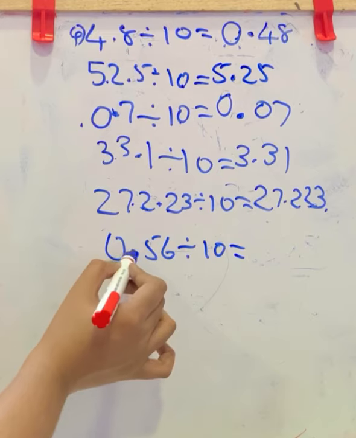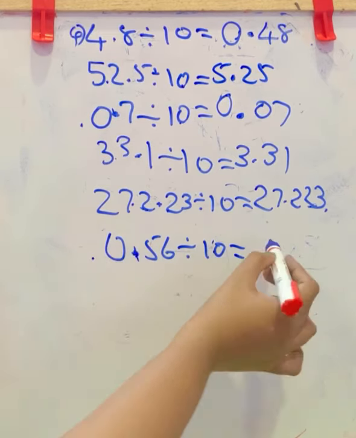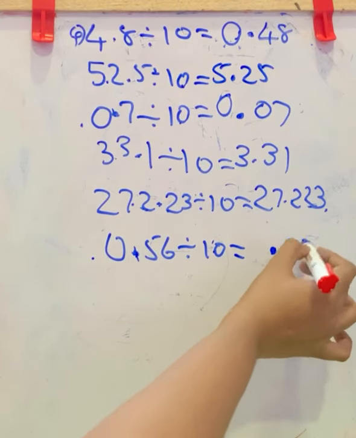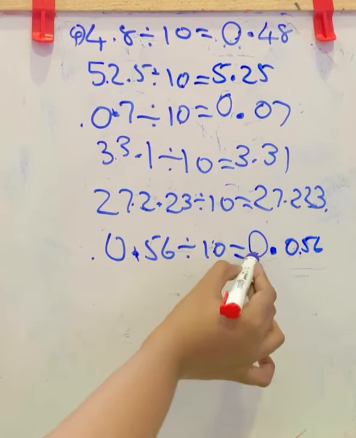Here decimal is between 0 and 5. In 10 we have 1 0. So moving 1 place to left side, decimal reaches here 0.056. That is from here it reaches here. So put a 0 here in the whole number part.